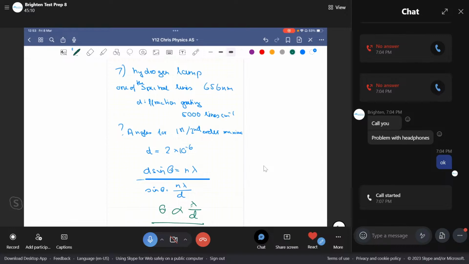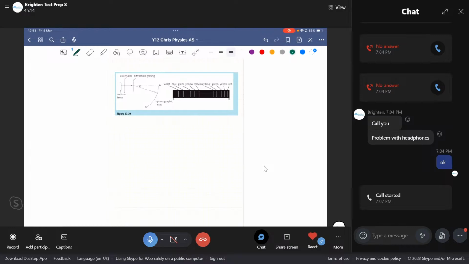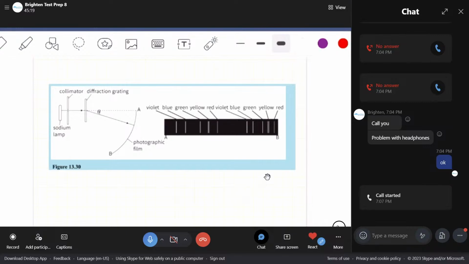And maybe last but not least, now we do this one. What we have for that question is an experimental setup to analyze the spectrum of a sodium discharge lamp. So we take a sodium lamp.